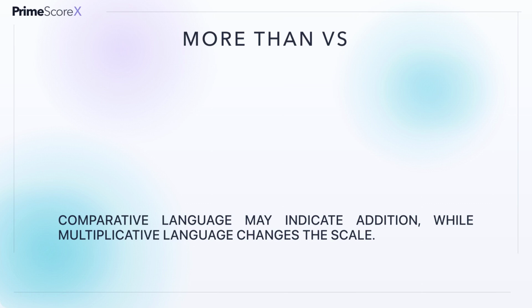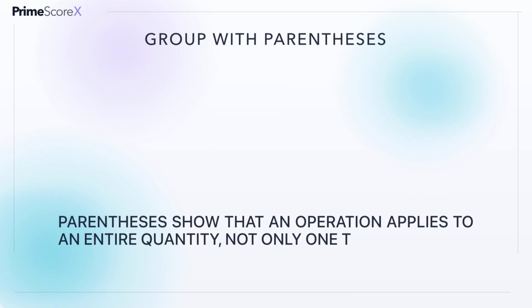5 times x is 5x. 5 times more is ambiguous in everyday speech, so GED questions usually use clearer language, such as 5 times as many. If one quantity is 5 times another, multiply by 5. If it is 5 greater, add 5. Identify whether the relationship changes by a fixed amount or a factor.